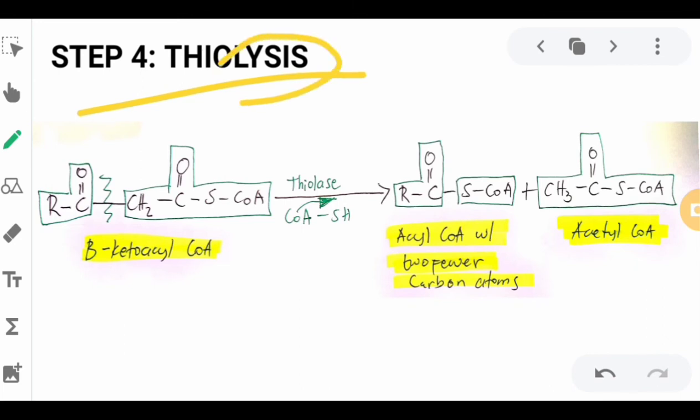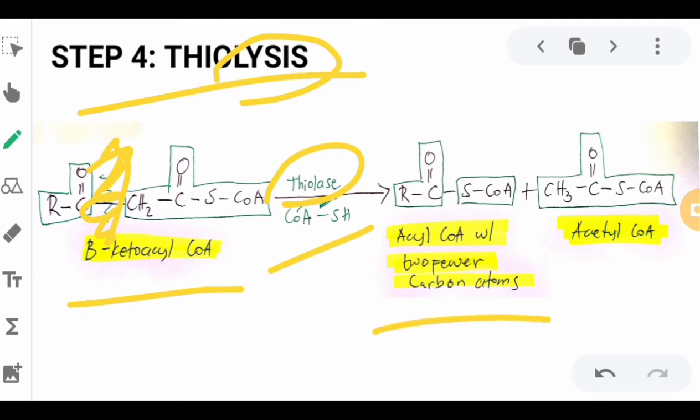Lysis itself means breakage of the bond from the derivative of coenzyme A. So this beta-ketoacyl-CoA will be split at the bond here with the help of the enzyme thiolase, which will break the bond. And an addition of coenzyme A sulfhydryl will be added. You will now have acyl-CoA with 2 fewer carbon atoms because we have removed carbons here. There is a breakage. Coenzyme A sulfur will attach to this one.